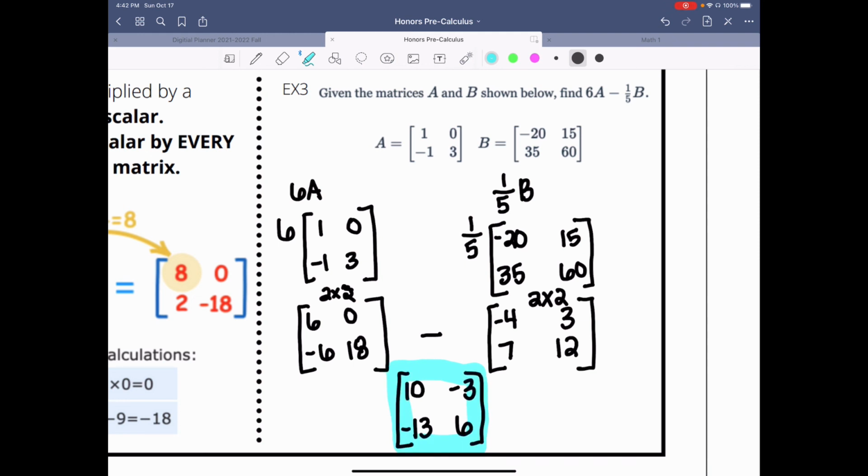So we need to do it in steps. We need to do our scalar multiplication first, and then after you do the scalar multiplication, then you can do your adding or subtracting from there. We will continue with matrices, but for this lesson, we're going to stop here.